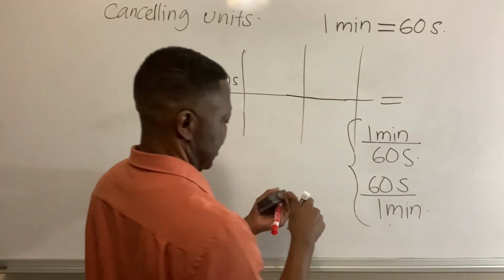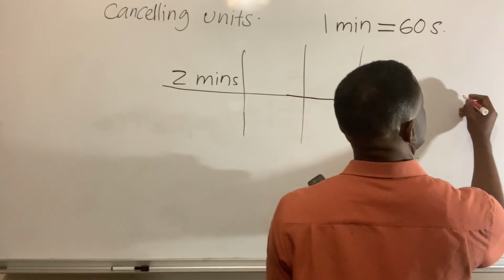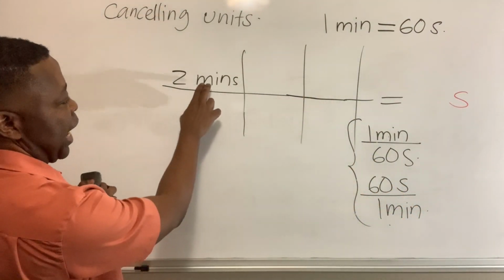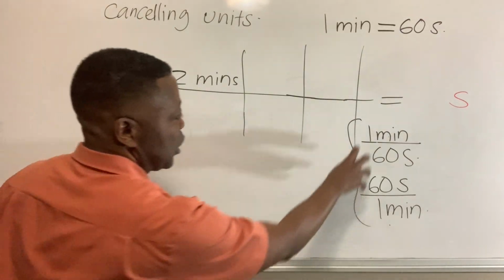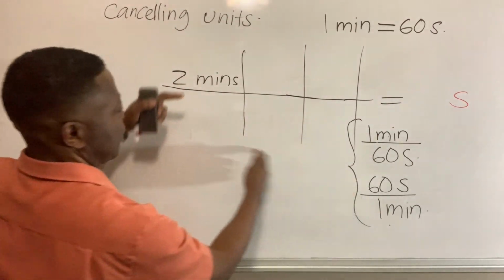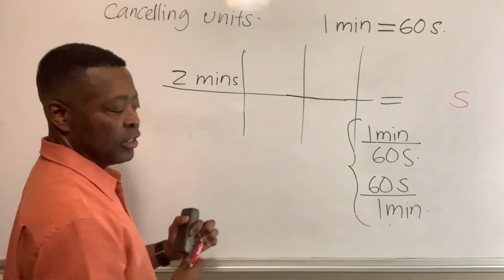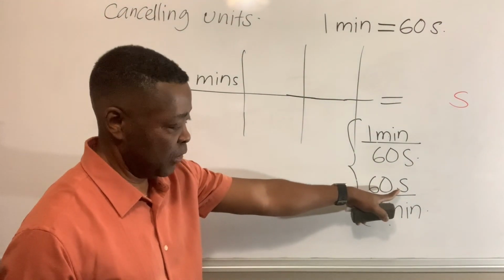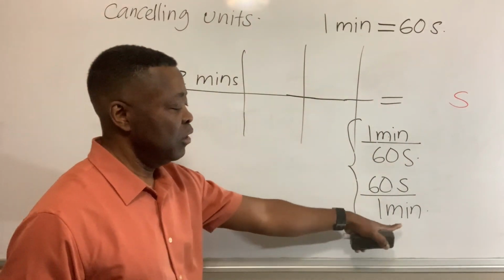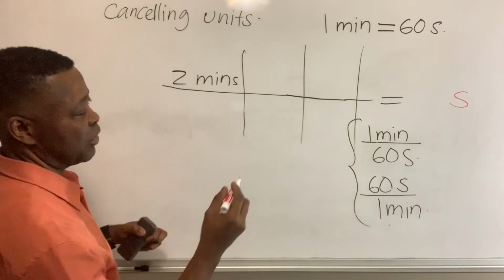I want my answer in seconds. All right. So I know I'm going to have to cancel minute. So which one do I use? The one I use is the one where minute is at the bottom, because minute is already on top here. I use this. So the unit in my answer has to be on top, and the unit I want to cancel appears at the bottom. So I'm going to pick this conversion factor.